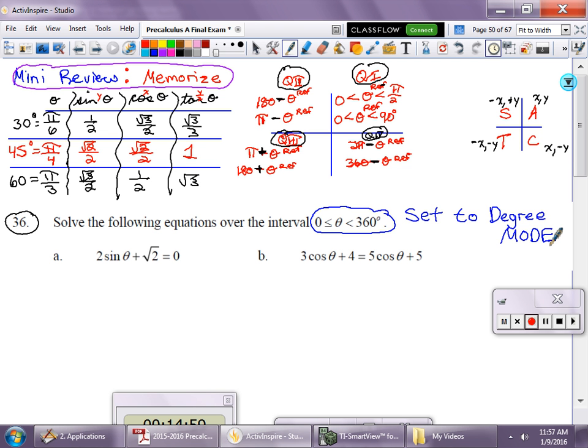Alright, here's our mini review. These are the values of your special angles. You must memorize these for mastery. Again, recreate the chart over and over the night before the test, every day until the test, until you have them mastered. It is extremely important. Please look at them written here.